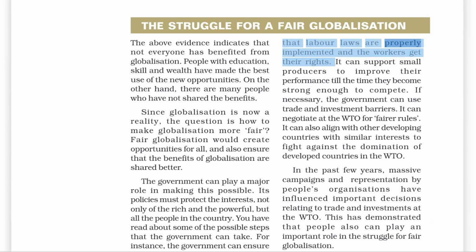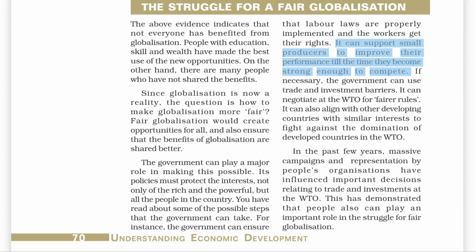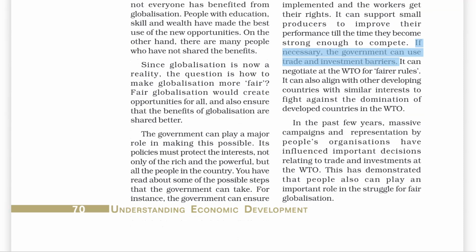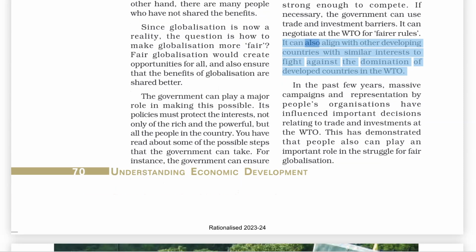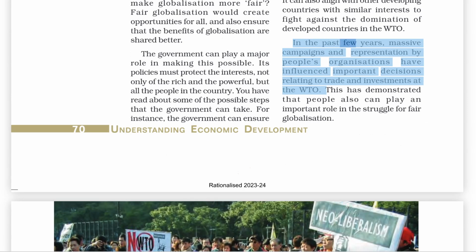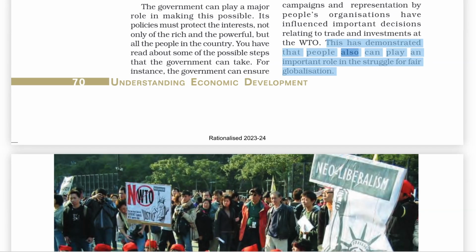That labor laws are properly implemented and the workers get their rights. It can support small producers to improve their performance till the time they become strong enough to compete. If necessary, the government can use trade and investment barriers. It can negotiate at the WTO for fairer rules. It can also align with other developing countries with similar interests to fight against the domination of developed countries in the WTO. In the past few years, massive campaigns and representation by people's organizations have influenced important decisions relating to trade and investments at the WTO. This has demonstrated that people also can play an important role in the struggle for fair globalization.